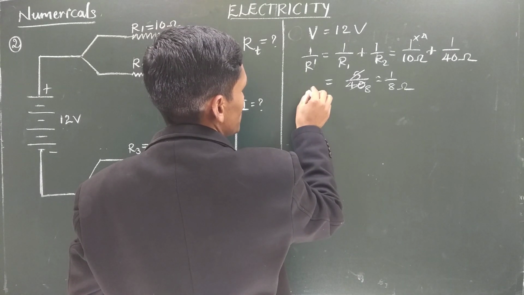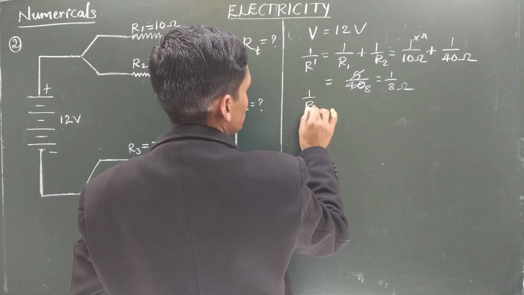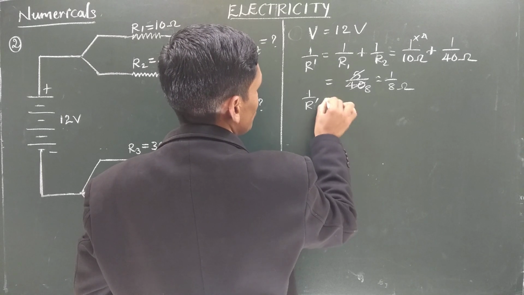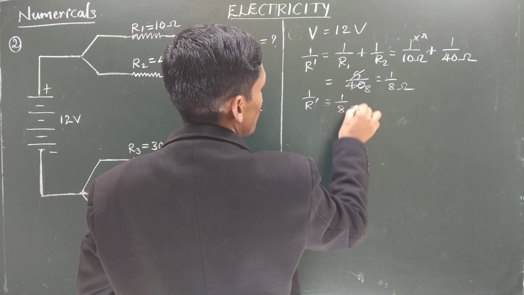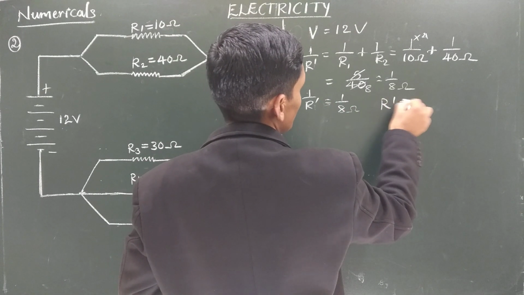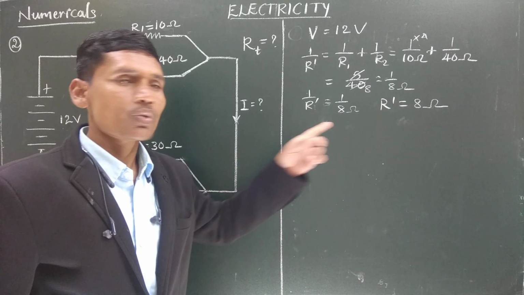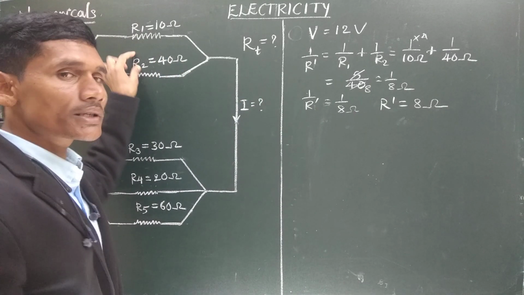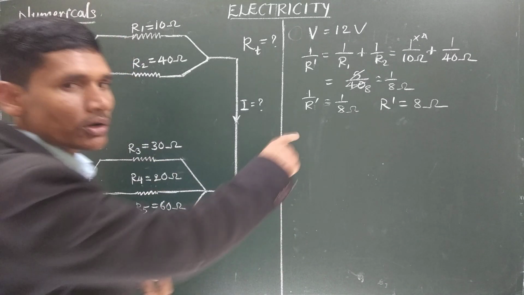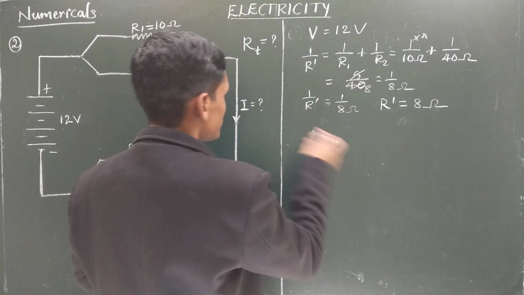1 by R dash will be equal to 1 by 8 ohm, means what? R dash will be equal to 8 ohm. Right? One we got. This combination's equivalent resistance we got now. Let us come to the second one.